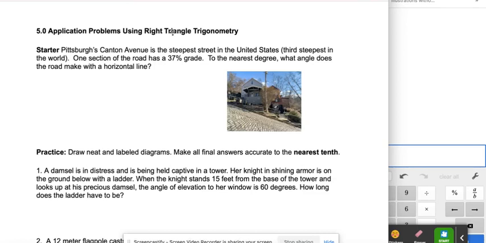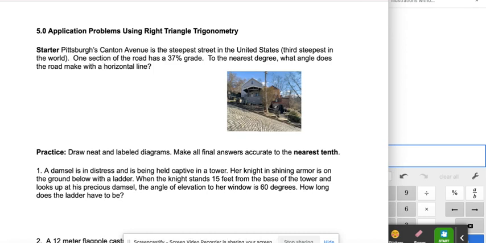All right, today we are going to do more practice with applications of right triangles. So to start off, we are going to talk about Pittsburgh Canton Avenue. This is a street here in the United States. It's the third steepest street in the world. So if you take a look, you can see that house is built on a slant here.